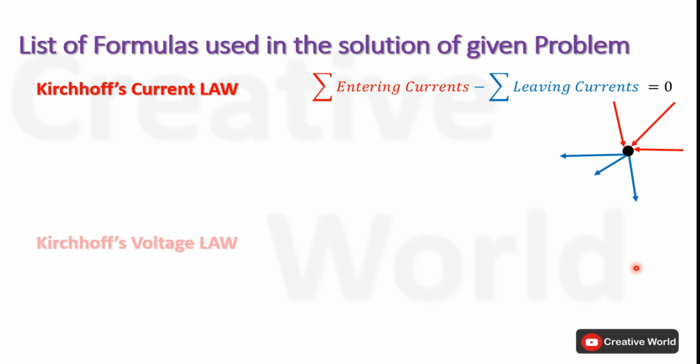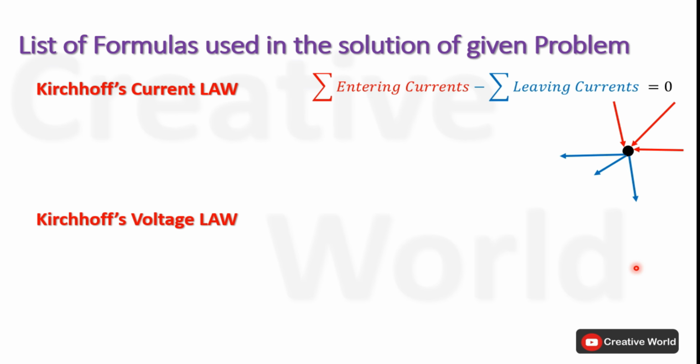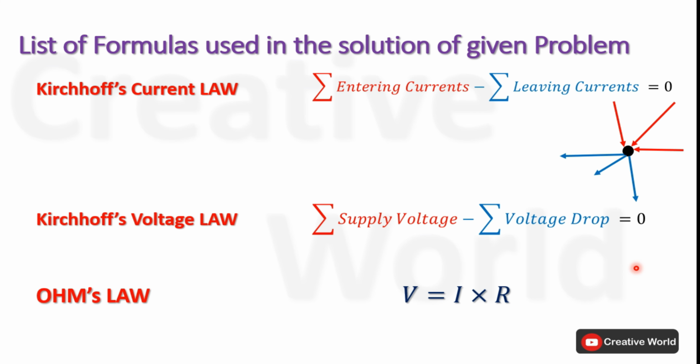We also will be using Kirchhoff's voltage law. According to this law, the cumulative supplied and dropped voltage across circuit elements in a closed loop is always equal to 0. Ohm's law will also be utilized while solving this problem.